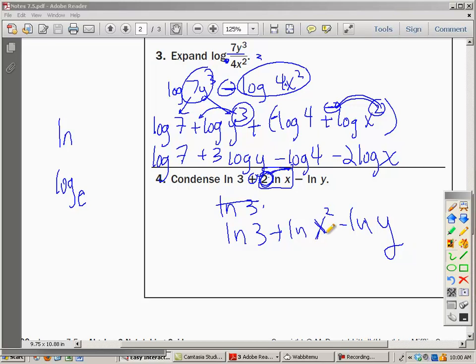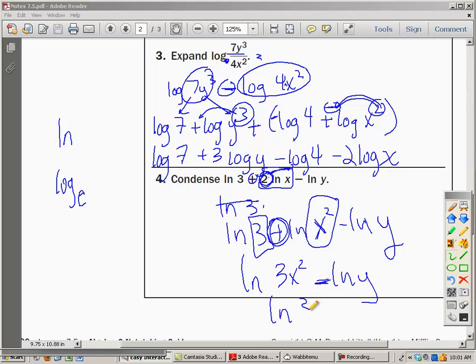Now let's start putting some stuff together. Because this is the sum, now I get to say this is 3 times x squared. So it's the natural log of 3x squared minus the natural log of y. And because it's minus, that turns into a quotient. It's the natural log of 3x squared over y. There's your answer. All right?